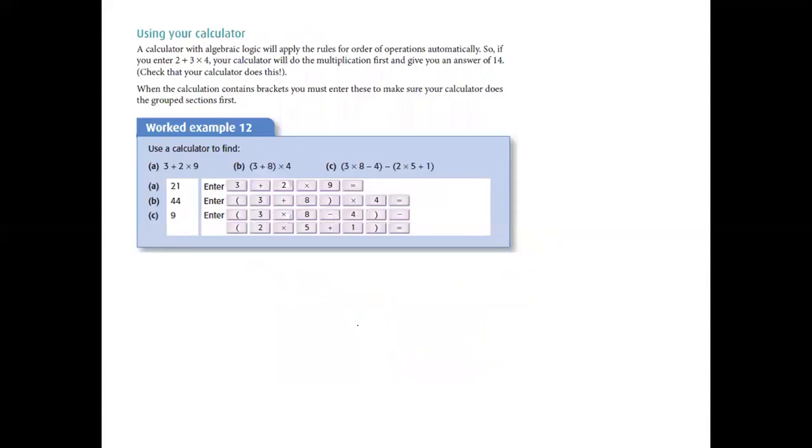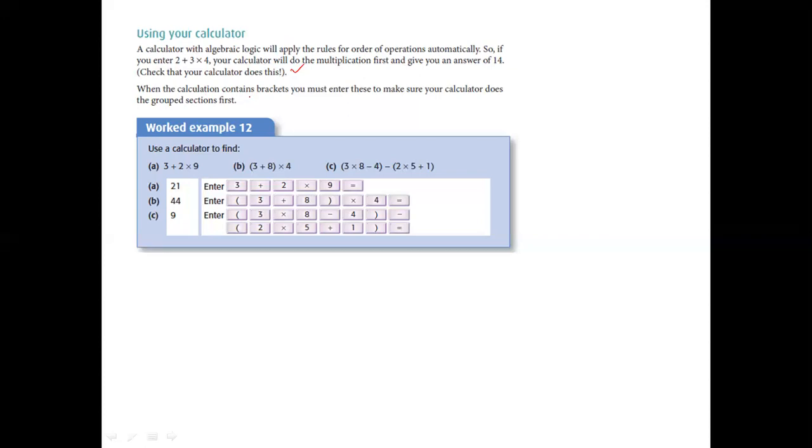Using your calculator, a calculator with algebraic logic will apply the rules for order of operations automatically. So if you enter 2 plus 3 times 4, it calculates the multiplication first and gives you an answer of 14. Okay, and if you have a calculator, check this one. It's interesting. The calculator automatically gives the answer 14, because the true answer is 14 exactly. 3 times 4 is 12 plus 2 is 14.